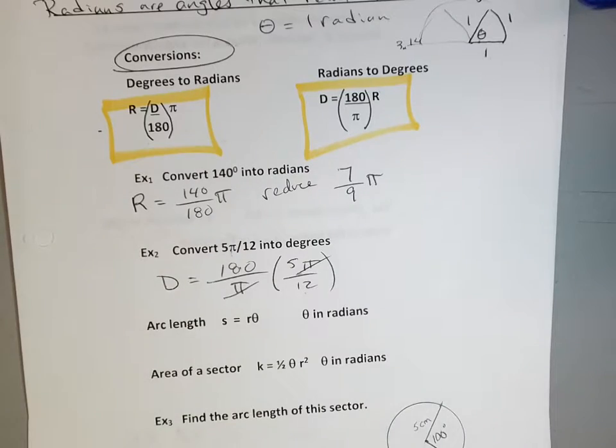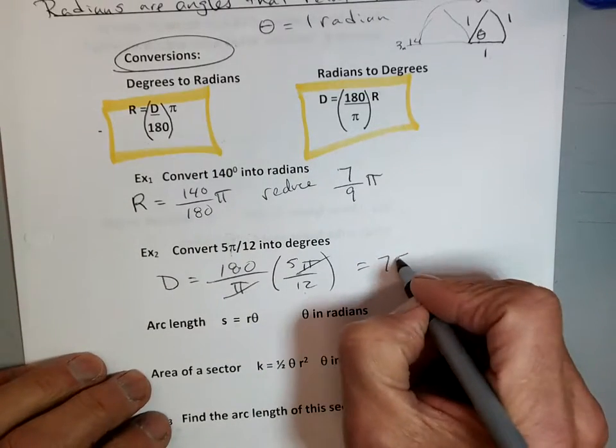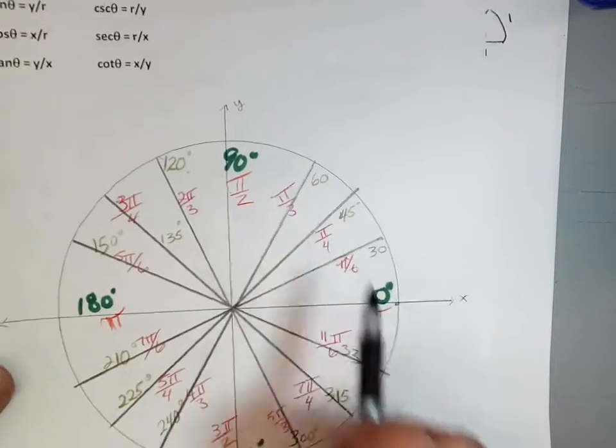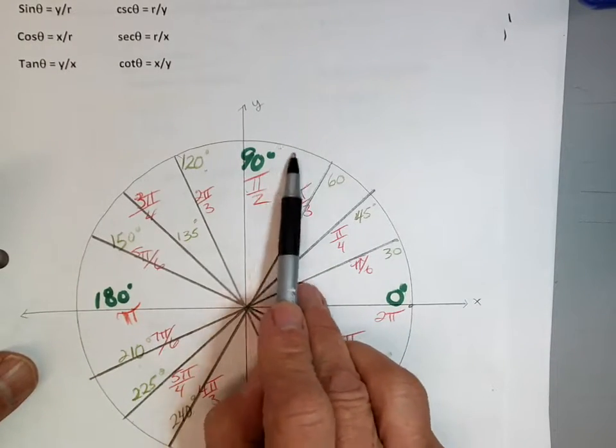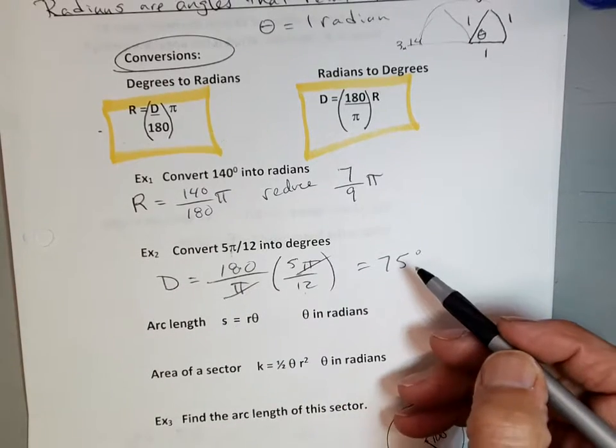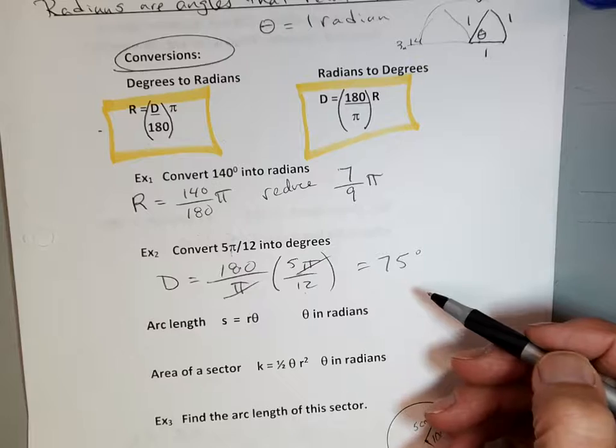I knew it was close to that. So I get a 75 degree angle. On my unit circle, 5 pi over 12 is right around here somewhere, 75 degrees. Kind of makes sense, right? They're both angles, one's in degrees, one's in radians, that's all.